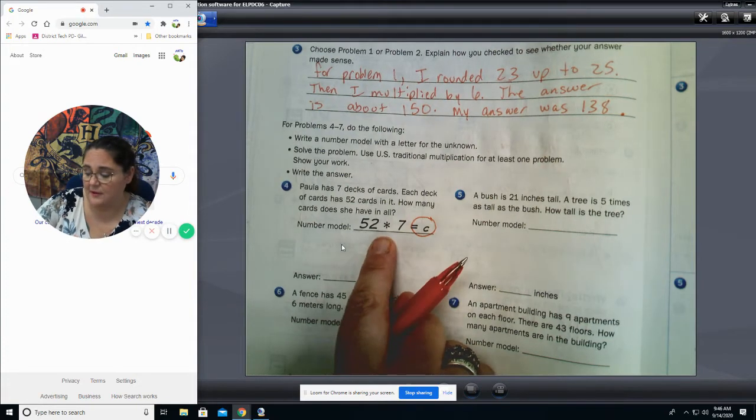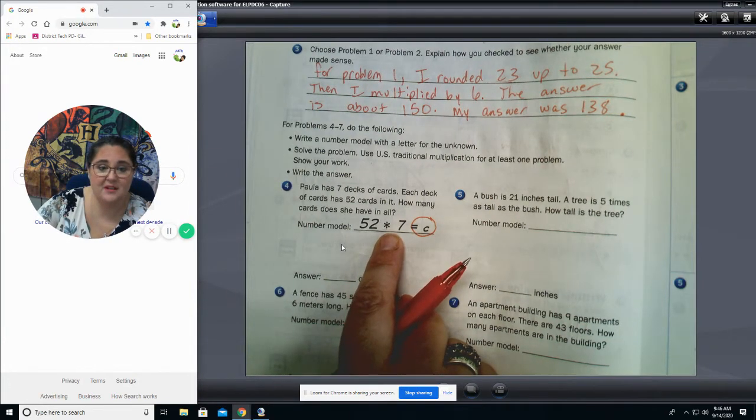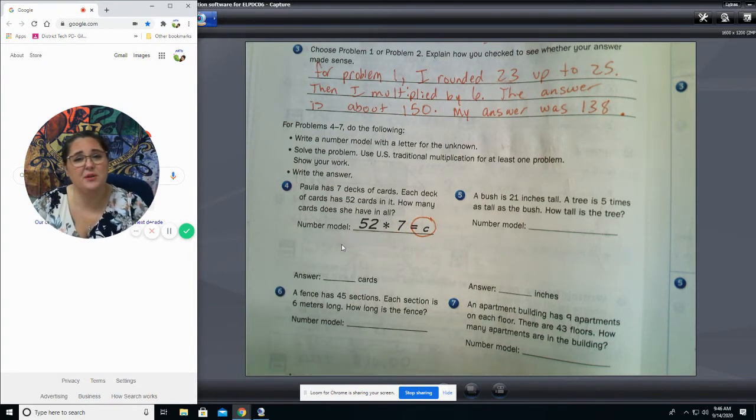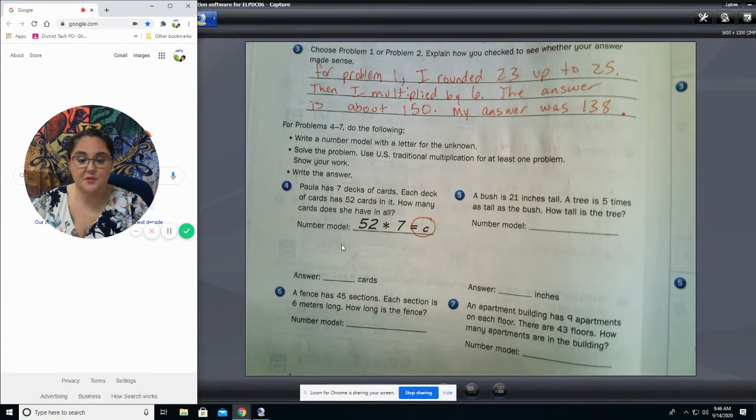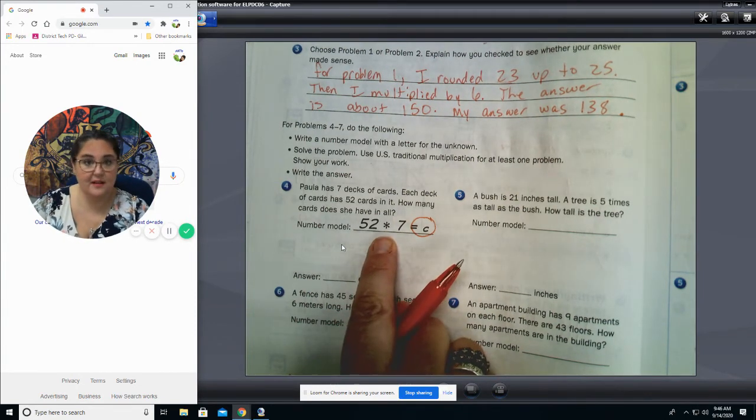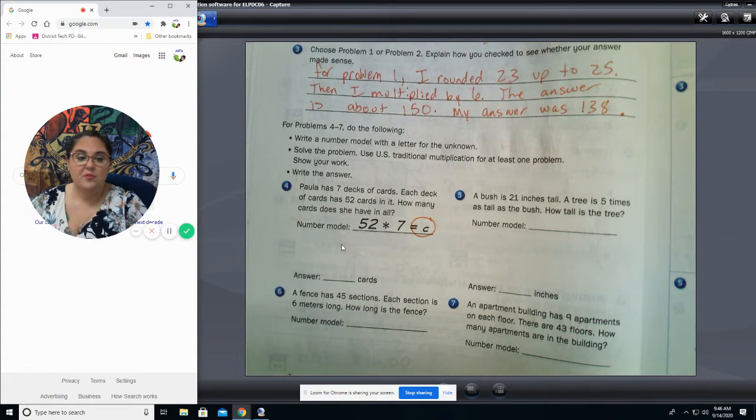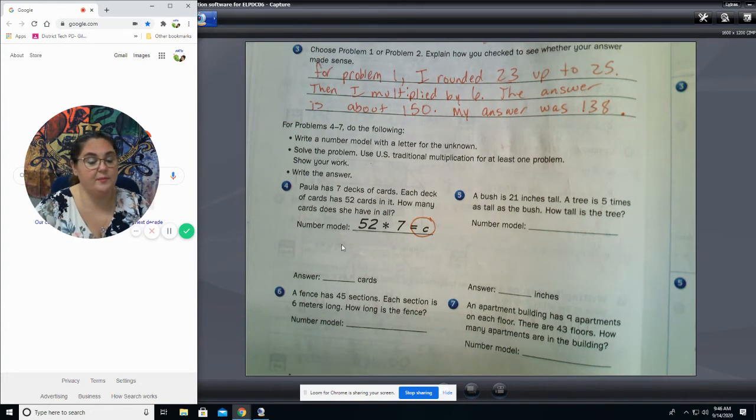That's why right now you guys are not using the X very often. That's why when I write 52 times 7, I put the little asterisk sign. It's to show you multiplication with this instead of the X, because a lot of times people use the letter X in algebra. So this little asterisk is something that we know just means multiplication. Okay? So solve the problem using US traditional multiplication for at least one problem and show your work.